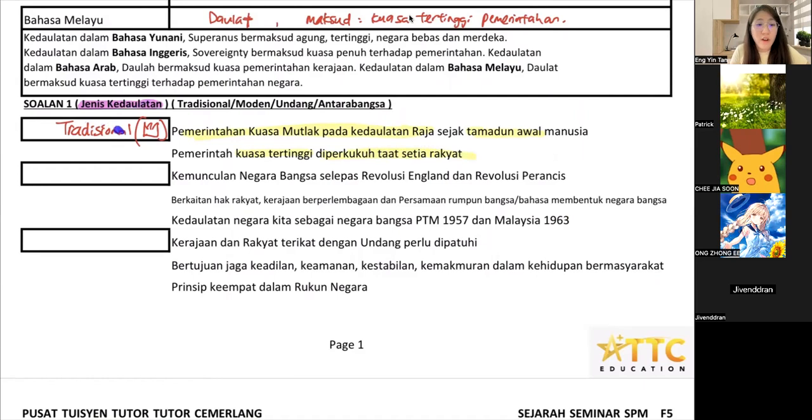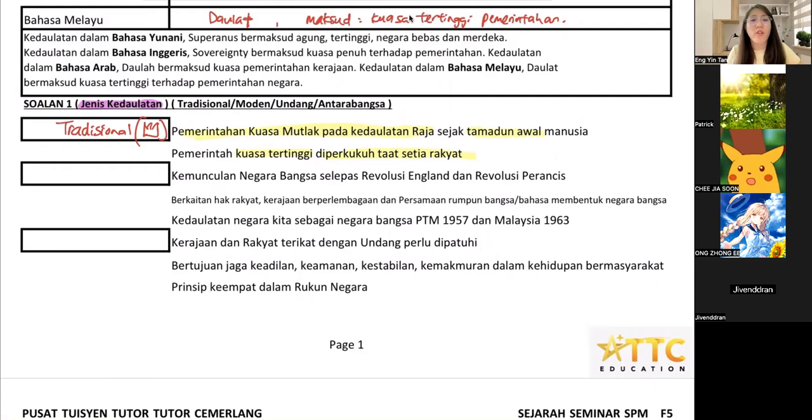Jenis kedaulatan traditional. So second one, yes, some of you say Perdana Menteri, the Prime Minister. Good. This is also part of the answer. Yes, if you look at Malaysia hari ini, other than the king, the Prime Minister is also having the power. But who gave the Prime Minister power? Meaning, how the person become Prime Minister?